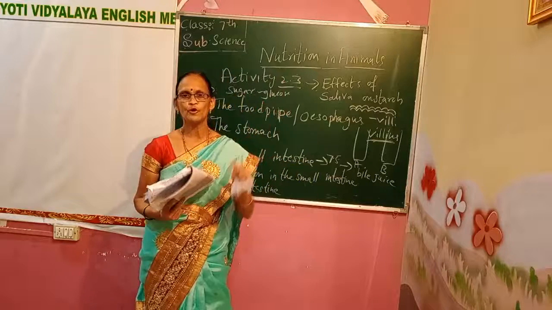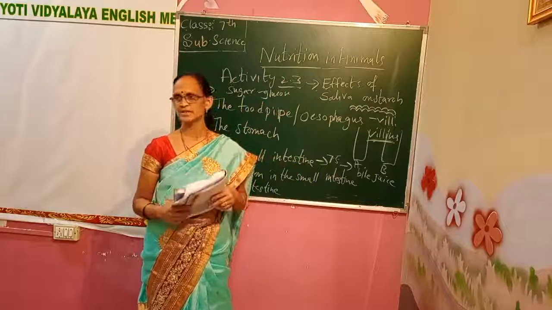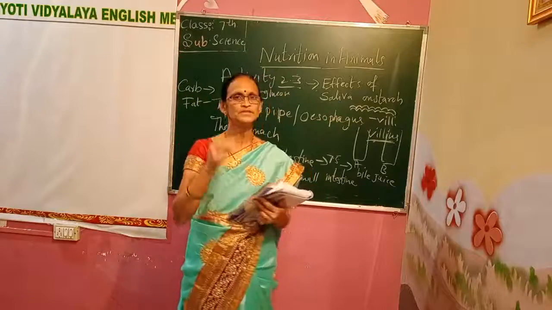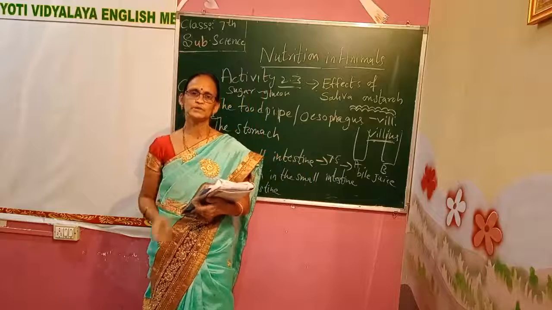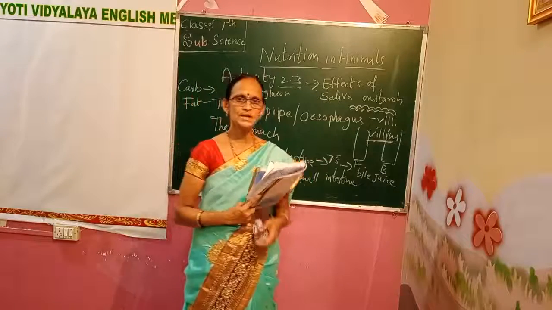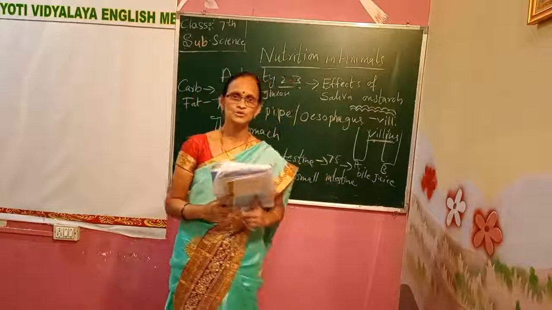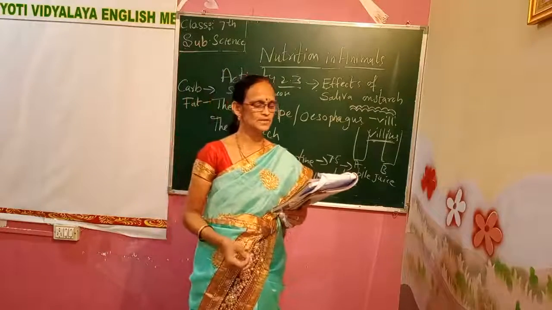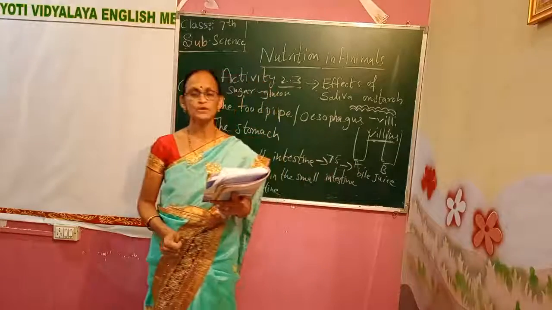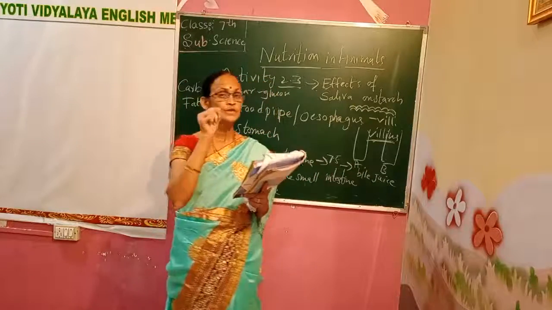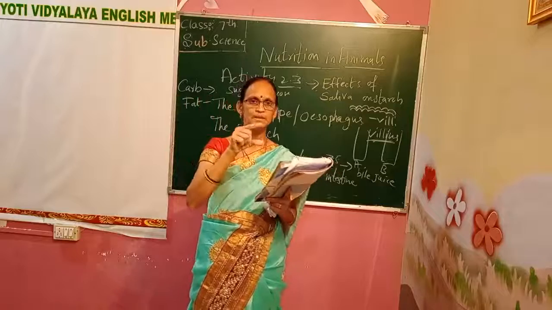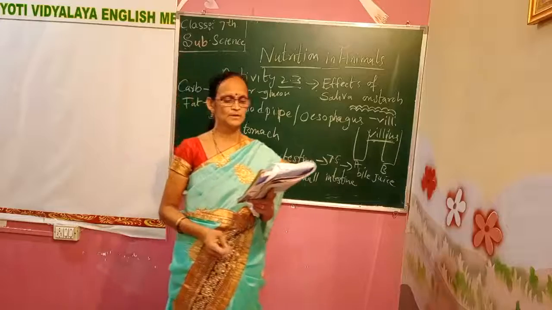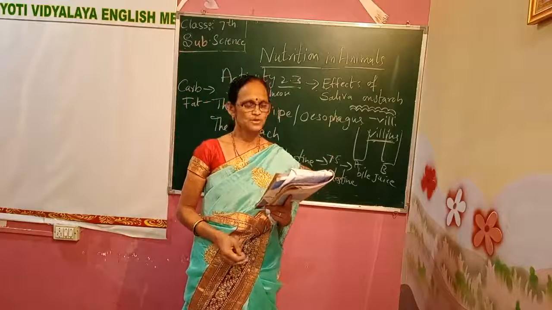So the main process of digestion takes place in the small intestine. And the undigested food, the food which could not be digested, will enter the large intestine. It gets stored in the large intestine. The large intestine is wider and shorter. It is not thin, it is thick and wide.